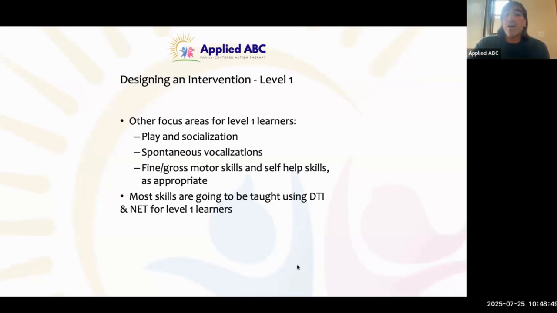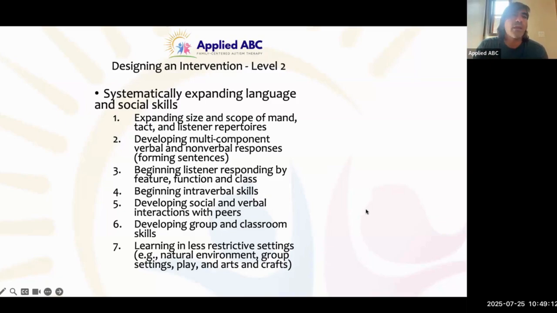Most skills are going to be taught using, this is something that was covered in the initial bit, discrete trial intervention, or DTT. That's sitting at the table, providing a reinforcer every time you request something, like touch car, and NET, which is natural environment teaching, which is more play-based, looks more like play, but everything is still precise in terms of how we're recording it.